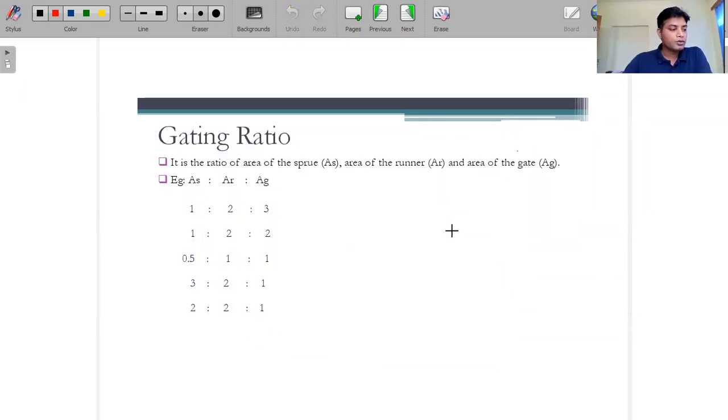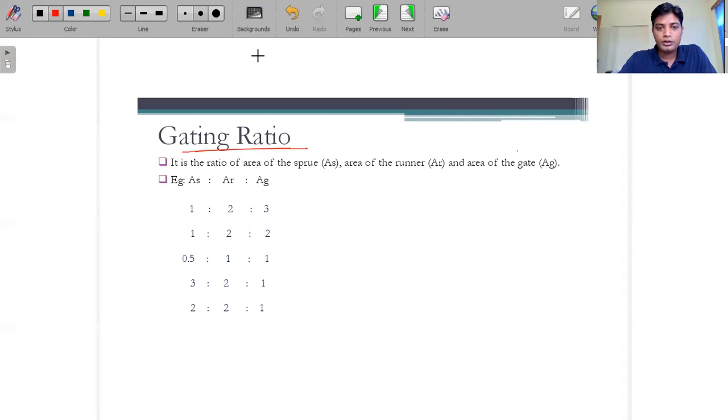Okay, next is the gating ratio. This is the last topic for today's class. A ratio is defined as the ratio between two quantities.